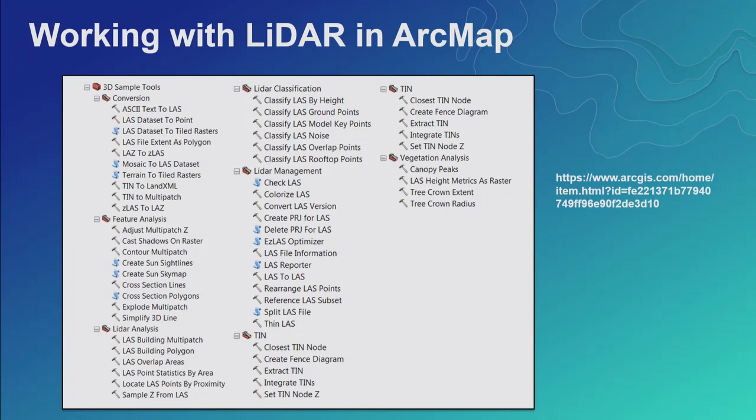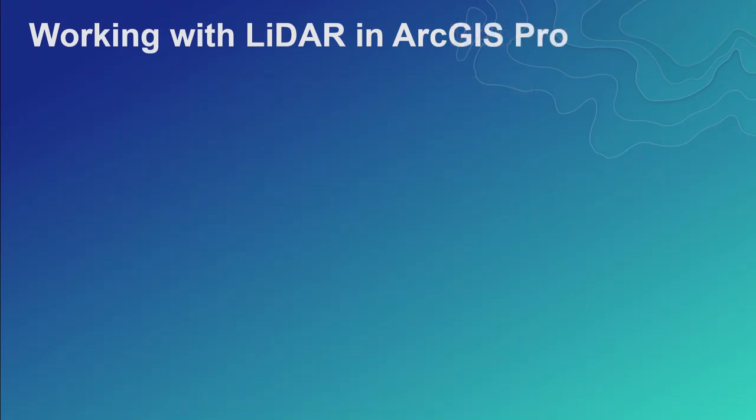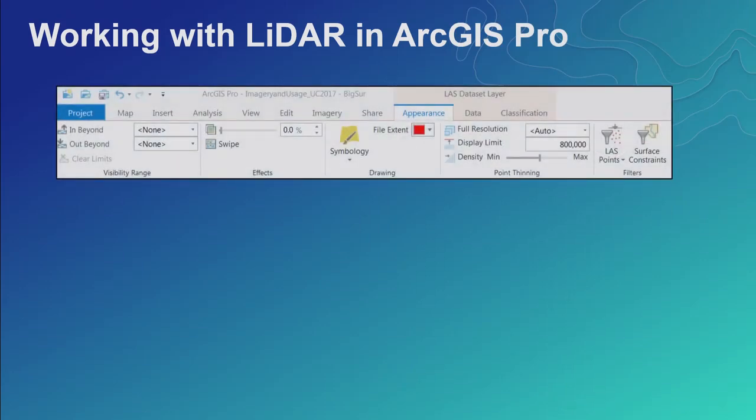All right, when it comes to working in Pro, I'm sure that most of you have seen quite a few presentations and demonstrations in Pro. When working with LiDAR in Pro, we're obviously going to be using the ribbon. So you'll note that on the Appearance tab, you have the ability to do that same kind of point symbology, how you display the point cloud. You can do the filtering from the Appearance tab.